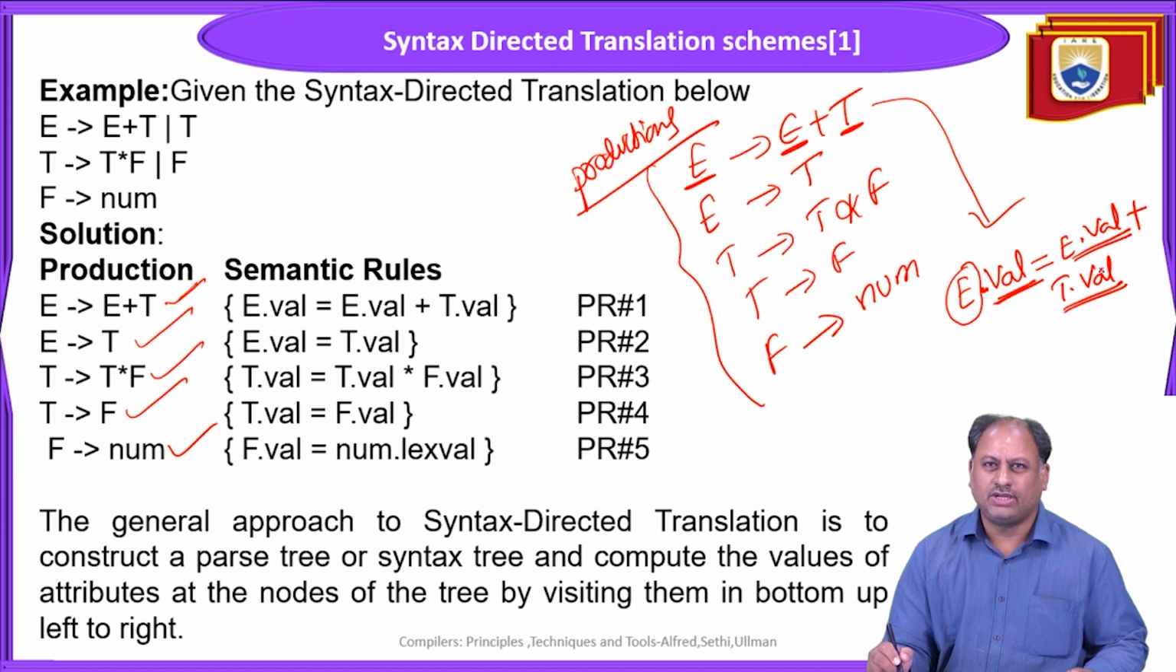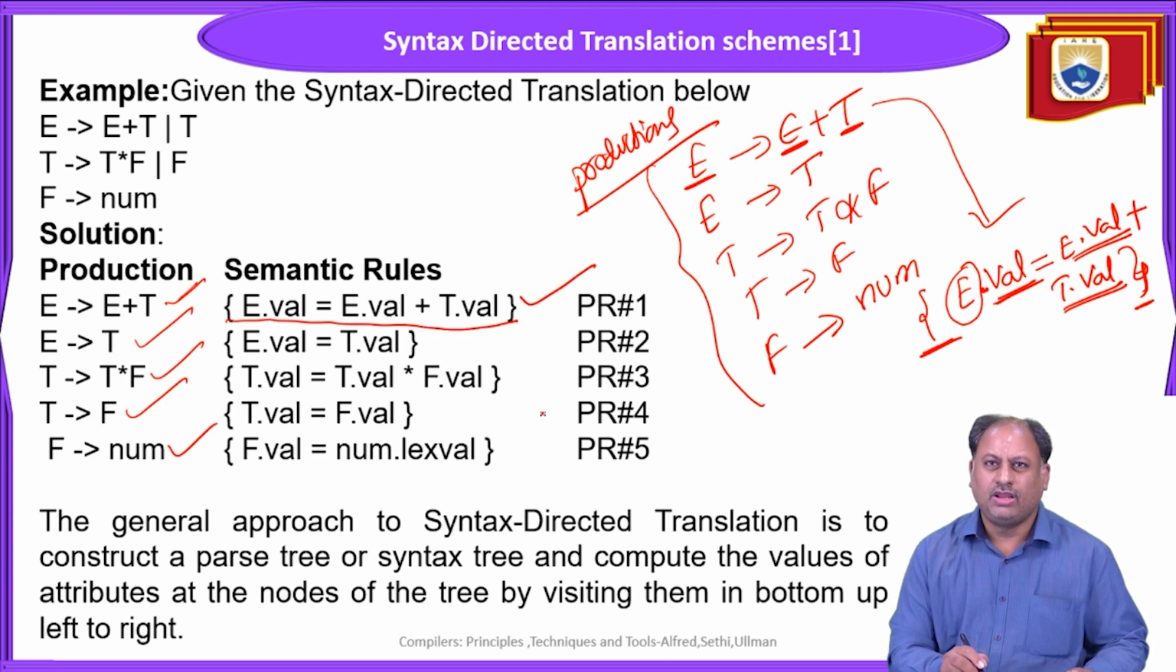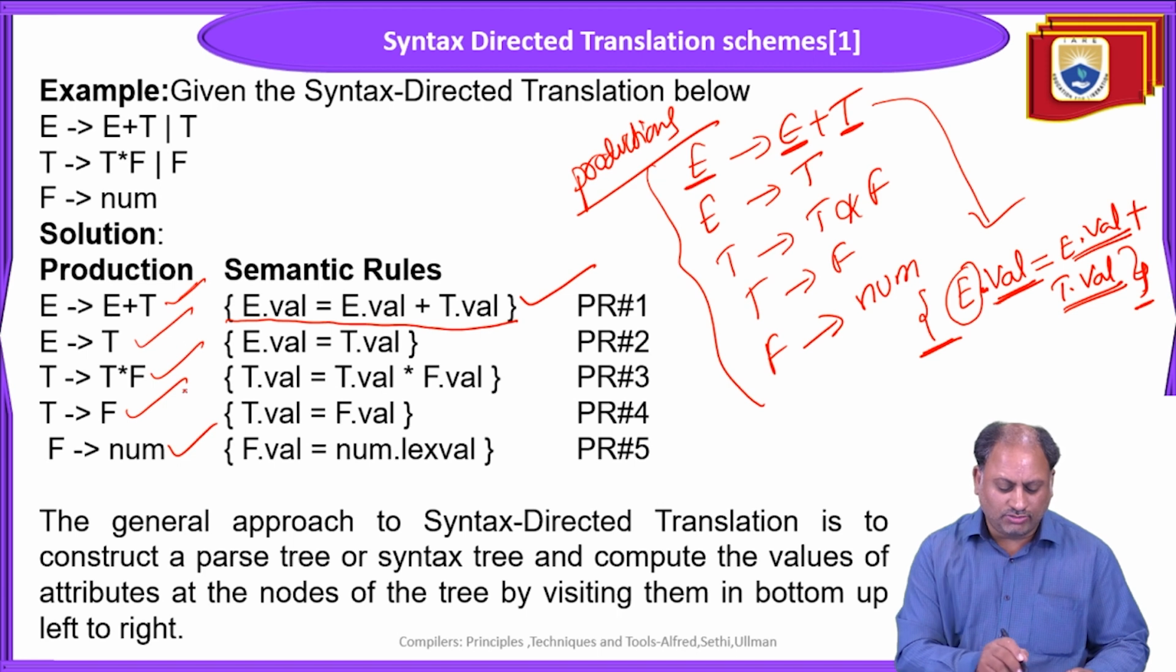Now the corresponding production is completed by appending the curly braces. The production is to be enclosed with the curly braces, both left and right. So for this it is to be completed with this. Now we have to write the second one also.